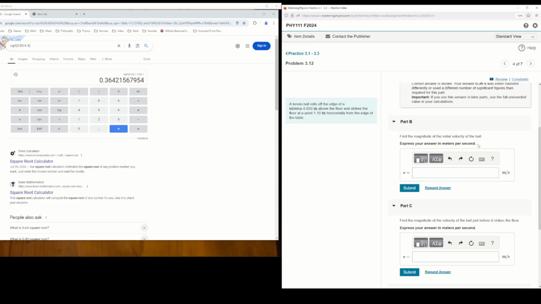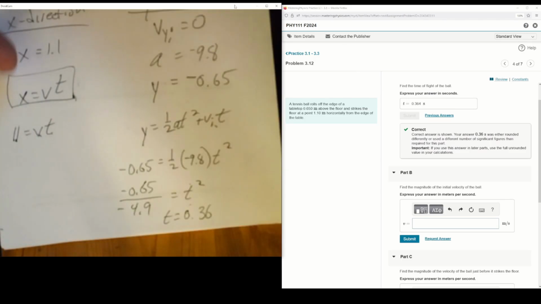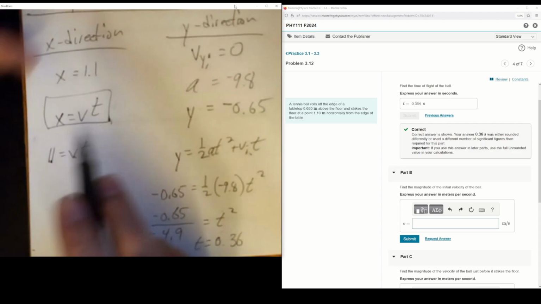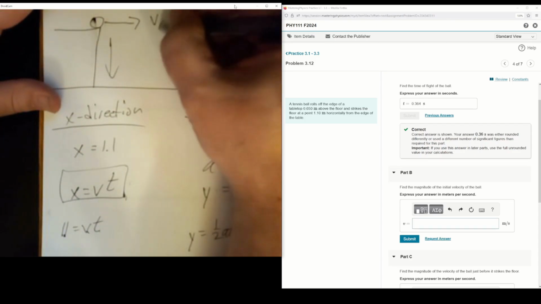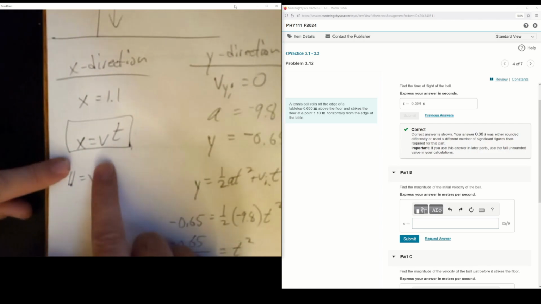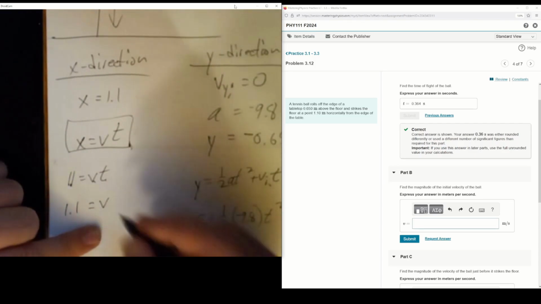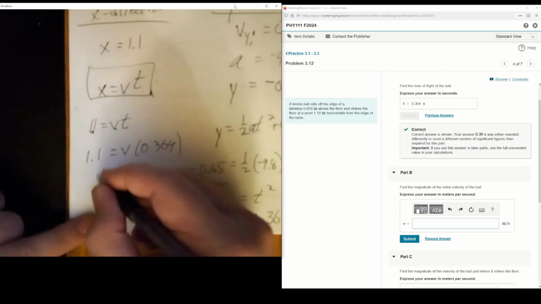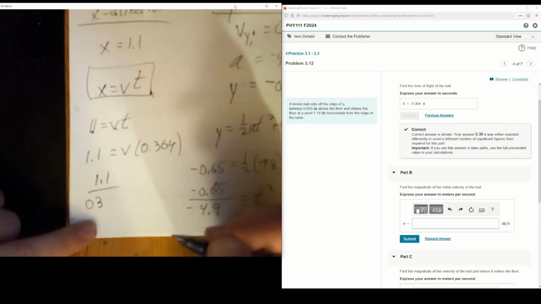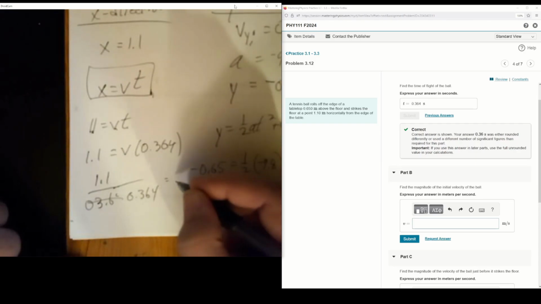Let's check out part B. Find the magnitude of the initial velocity of the ball. All right. Well, going back to this equation here, so remember, the ball had no velocity in the y direction. All its velocity is in the x direction, and we can now get that from this equation. Since we know the ball traveled 1.1 meters in a time of 0.364, and I'll use their number there, we can solve for v. It's just 1.1 divided by 0.364. That is then our velocity.